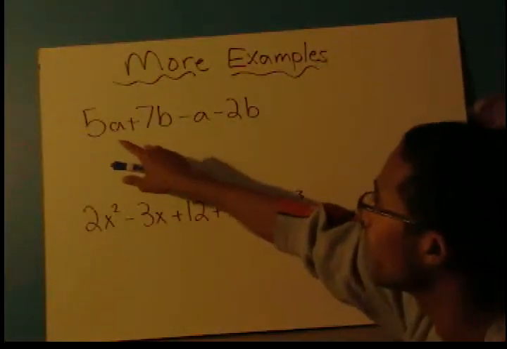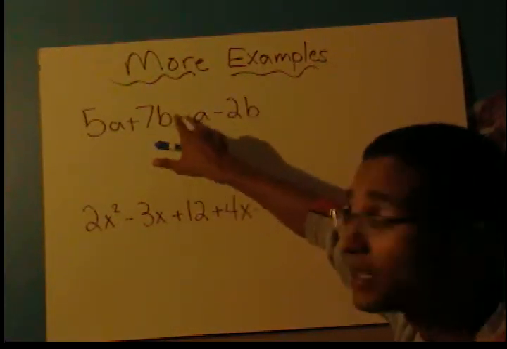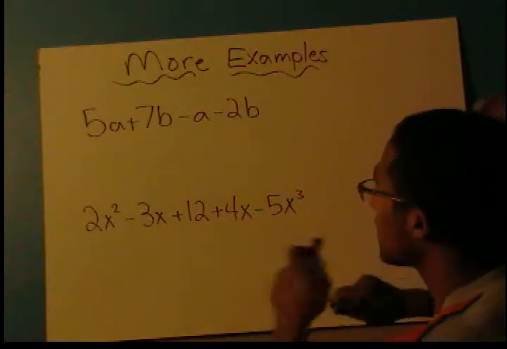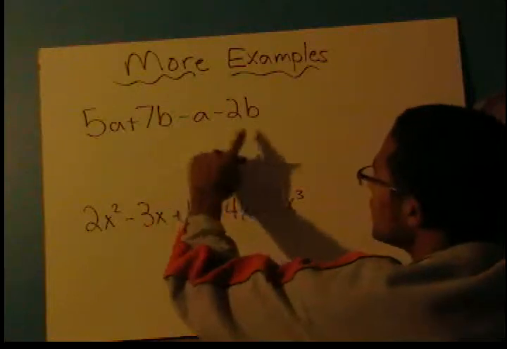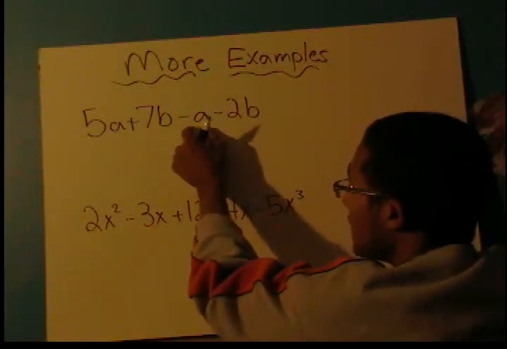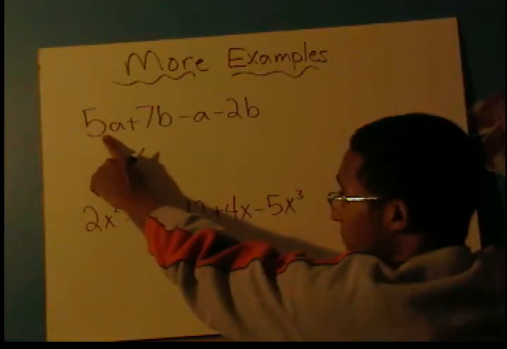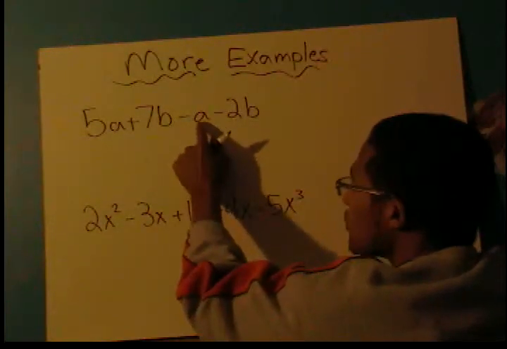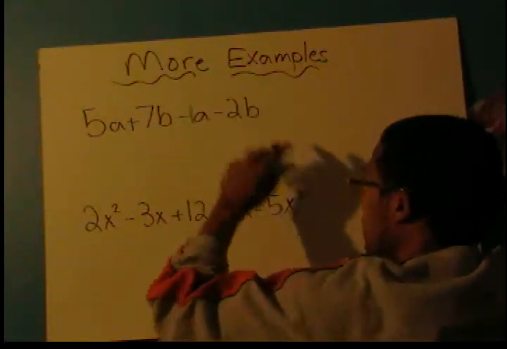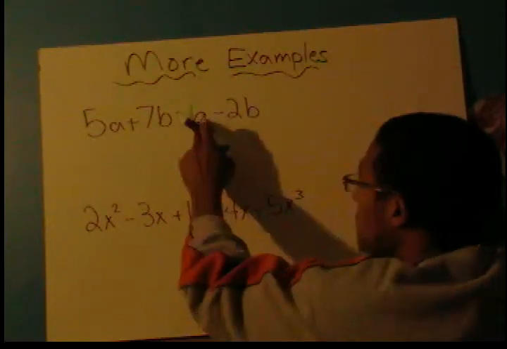Now, we have 5a plus 7b minus a minus 2b. Notice one thing about this that's different. All of these have numbers except for this one. Well, how many a's do you see in this spot? I'm not talking about those 5 apples over there, just this apple. There's 1 apple. So you can always put a 1 to the left of the variable because there's one of those shown in that position.